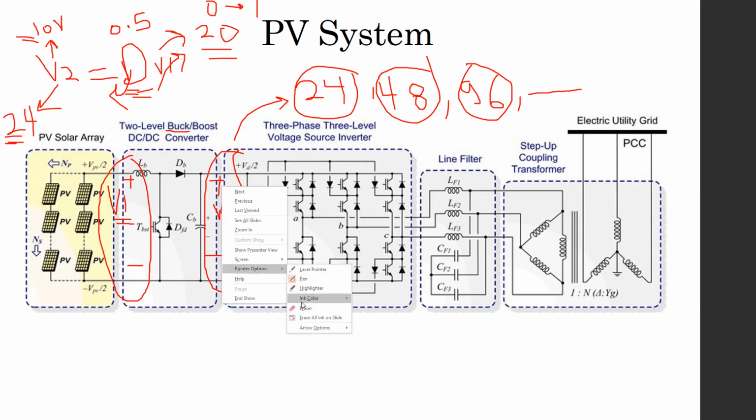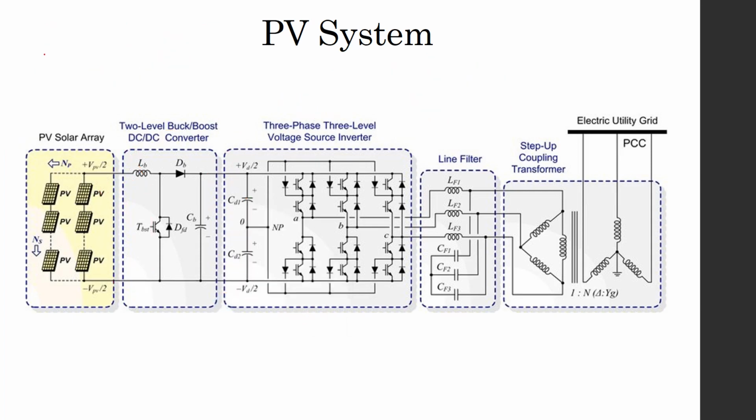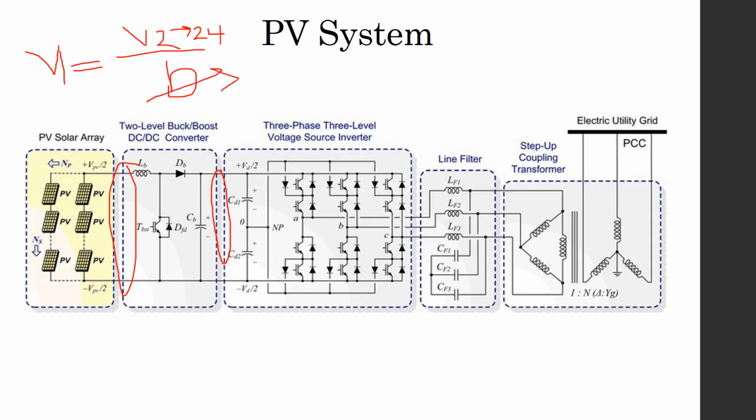So let's make it easier. Let's delete all of this. So for example, if we have here this one is V2 and this one is V1, as we discussed before. Now assuming V2 is a constant value, so V1, which is from the PV array, is equal to V2 over the duty cycle D. Now this value is 24, a constant value of the batteries. Now by changing the duty cycle, we can change V1, which is the array voltage.